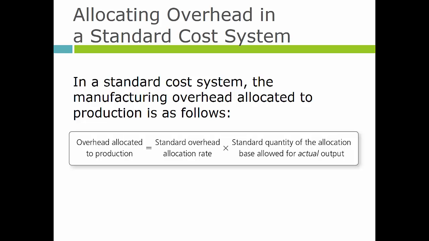So the standard overhead allocation rate, we calculate that just like the predetermined overhead rate. Here's what we think the overhead's going to be. Here's how many units we think we're going to have, and that gives us that. And then we take that times the standard quantity for actual production. I'll show you, that probably makes more sense. But so you've got the standard quantity and you've got the actual output. So you've got two things going there.